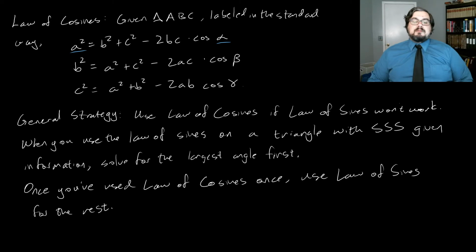Once you've used the law of cosines once, you will either know one more side or one angle that you didn't before, at which point you will be able to use the law of sines. So you should, except for very strange situations where you've got multiple triangles you're working with, only use the law of cosines once on any given triangle that you are trying to solve.